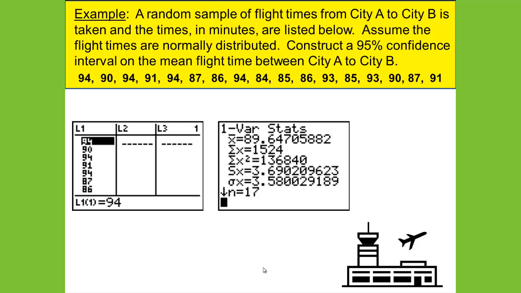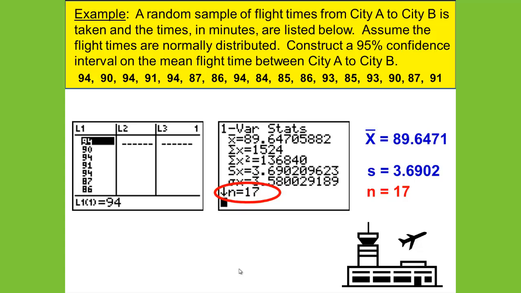The sample mean, or X bar, is given here, and we will round that to 4 decimal places, so X bar is given as 89.6471. For Miss Borlaug, all of her working numbers are rounded to 4 decimal places. Therefore, the sample standard deviation, S, is given as 3.6902. And we will have our sample size of 17. This will be all the statistics we will need about our sample.